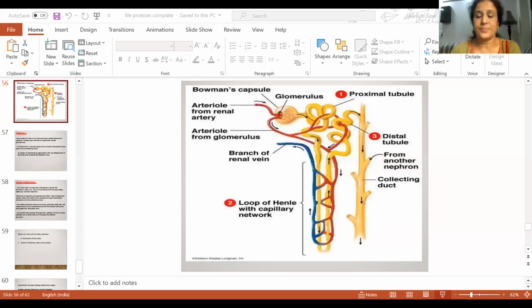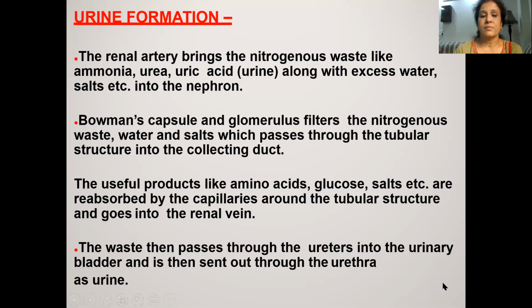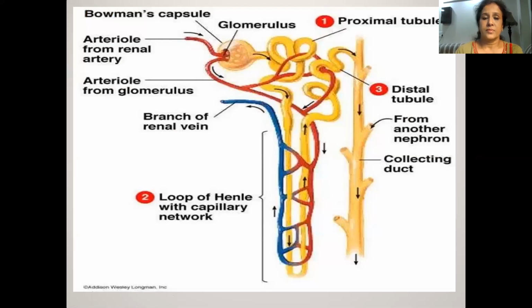So now let us study the process of urine formation in human. Let us have a recap of the structure of the nephron. The first part of the nephron is a cup-like structure called Bowman capsule. In this Bowman capsule, a branch of the renal artery is entering and breaking down into a network of capillaries, and that is called glomerulus.